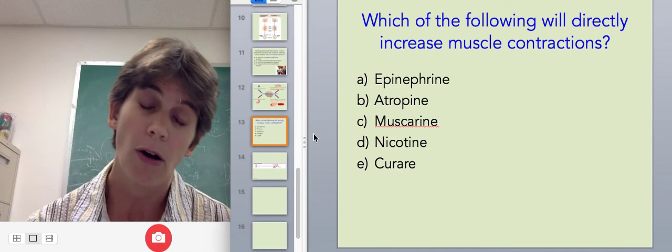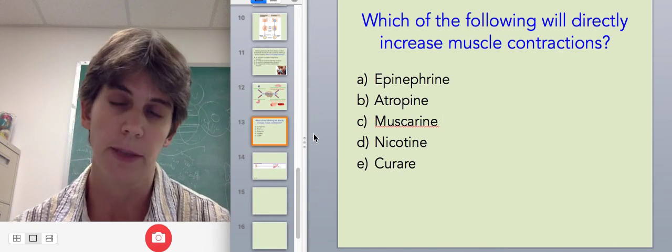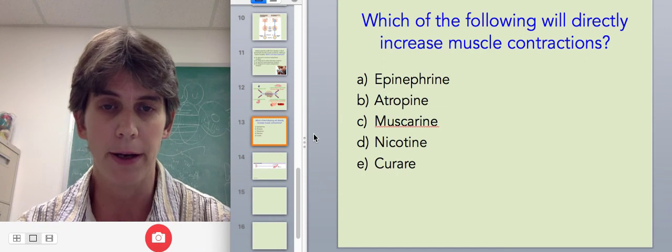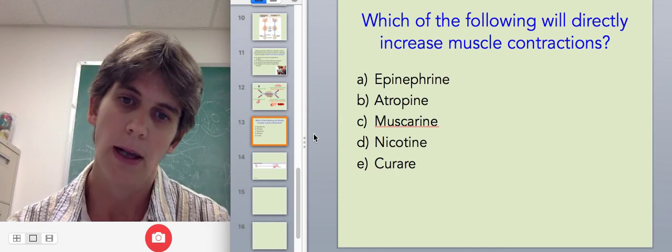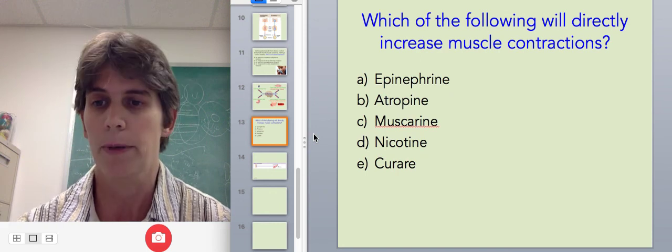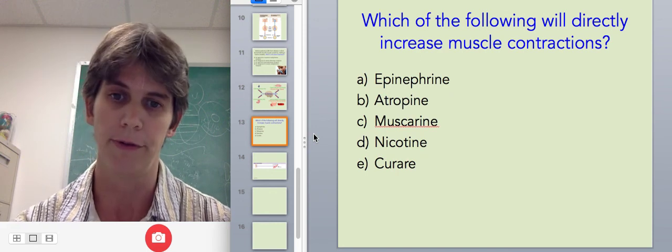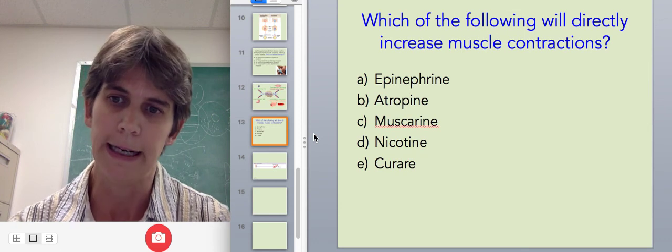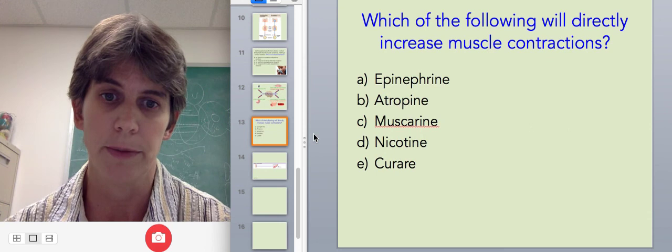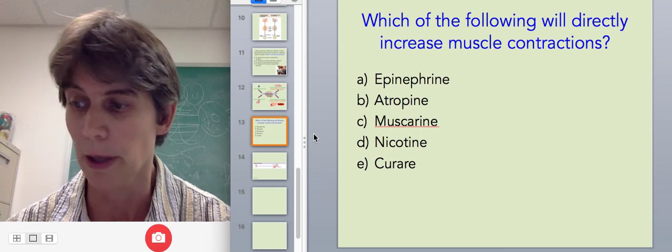Curare actually also relates to nicotinic receptors, but it's an antagonist. So if you were hit by a curare tipped arrow from someone, that would block your ability to contract your skeletal muscles, run away, breathe, because your nicotinic acetylcholine receptors were blocked.